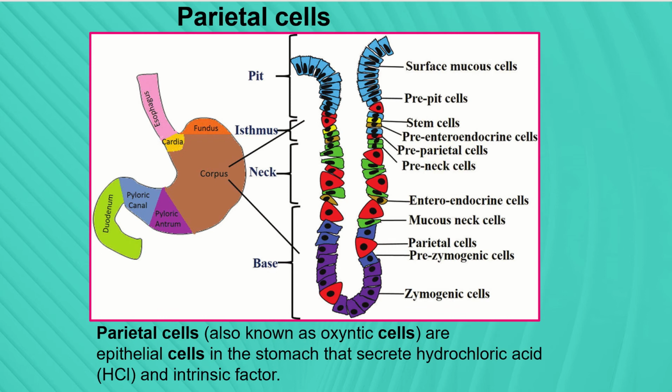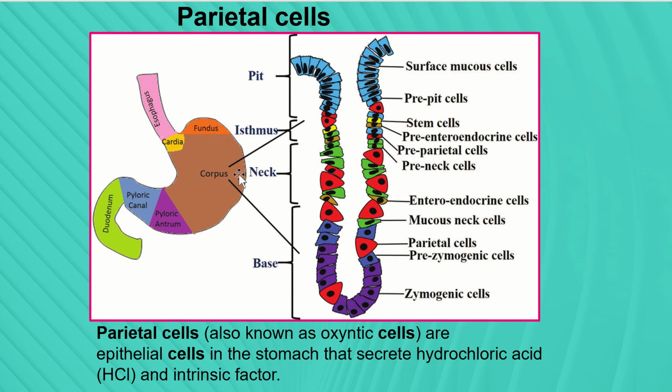So we're going to be talking briefly about parietal cells. I just wanted you to have an idea of what they are, or where they are. Your parietal cells, also known as your oxyntic cells, are epithelial cells in the stomach that secrete HCl, or hydrochloric acid, and intrinsic factor.